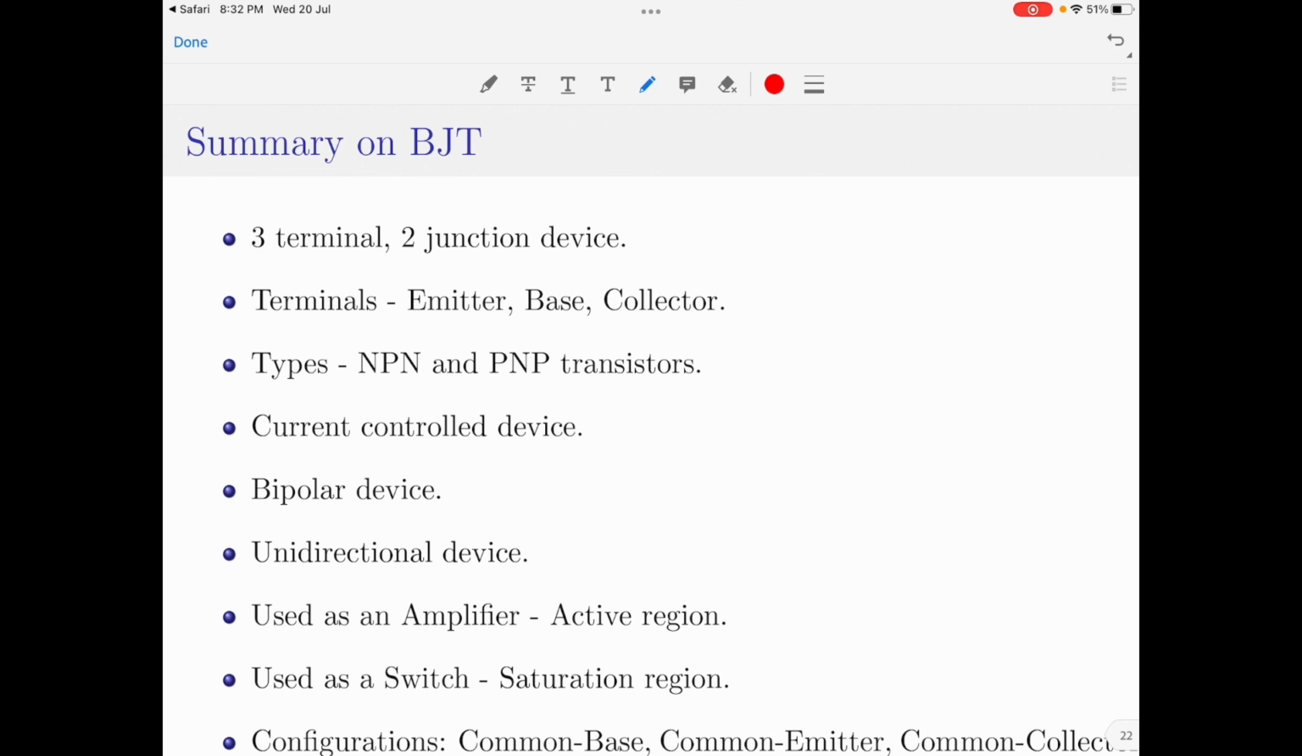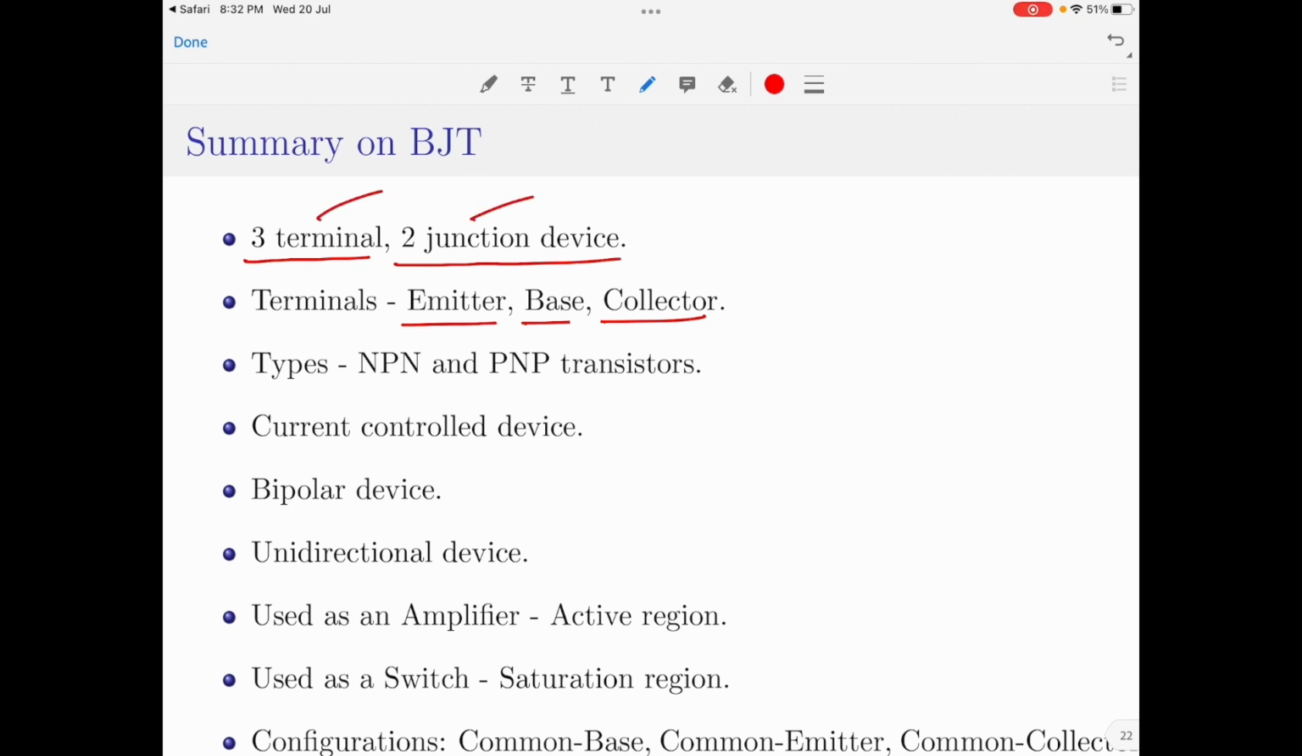Right, let us now summarize our discussion on BJT. We learned that it is a three-terminal device, and the three terminals are emitter, base and collector. A BJT is constructed by adding either an N-type or P-type semiconductor region to a PN junction diode. Therefore, two junctions will be created within the device structure. So, we can call it a three-terminal two-junction device.